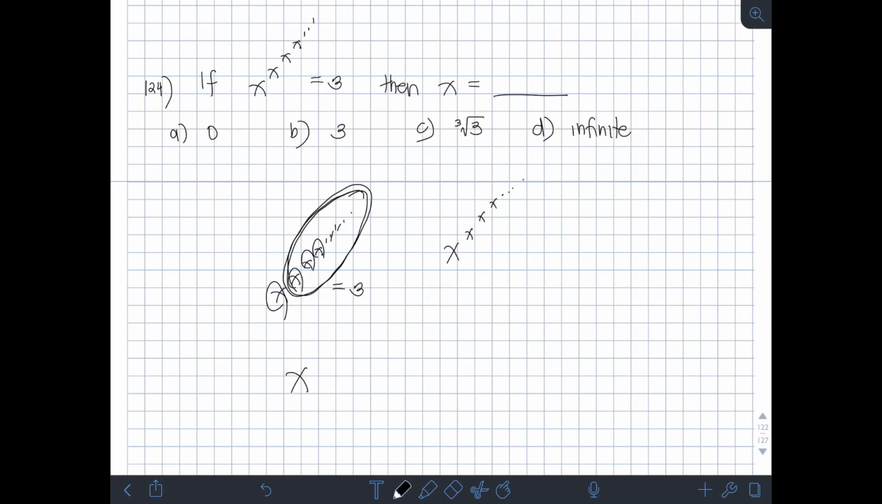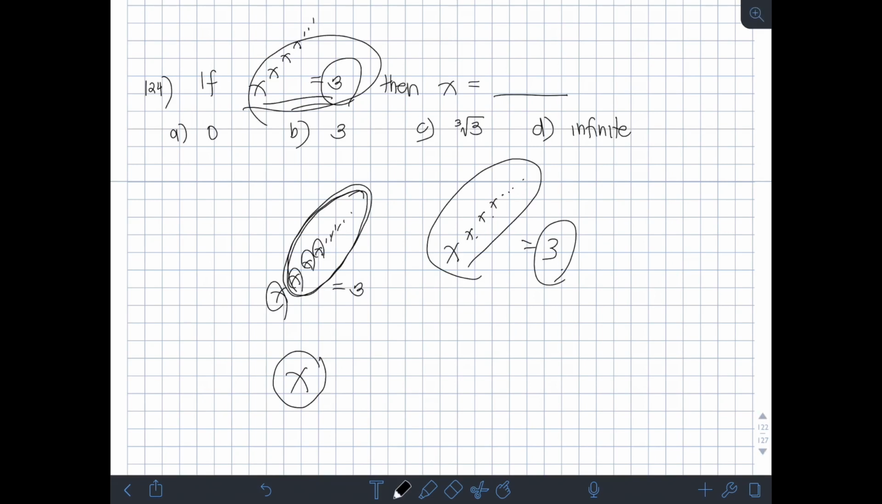So, equal din naman itong expression na to saan? Sa 3, right? So, therefore, itong base x natin, pag ni-raise natin dito sa x raised to x raised to x dot dot dot, pwede pala natin gawing equal na lang sa 3. Kasi yun yung given, right? So, therefore, we have x raised to 3 equal to 3.